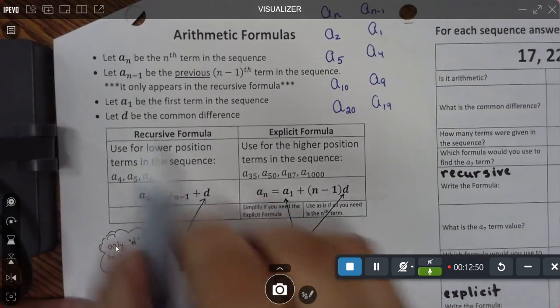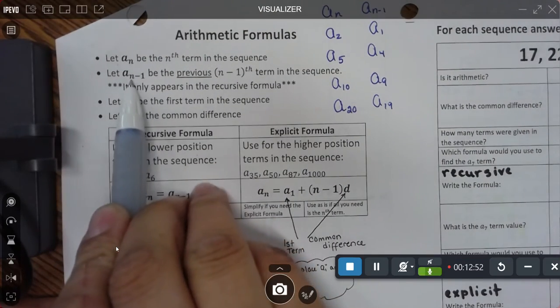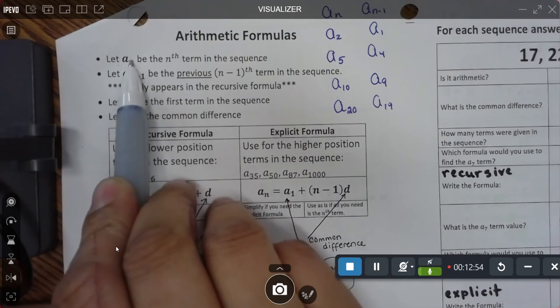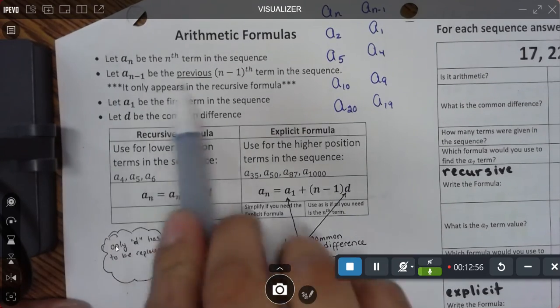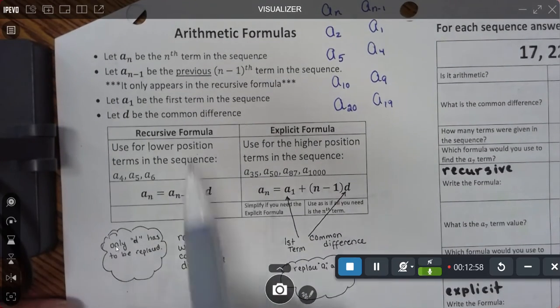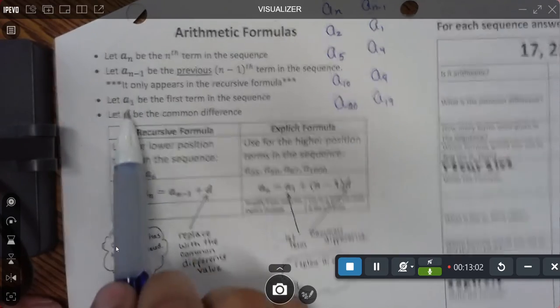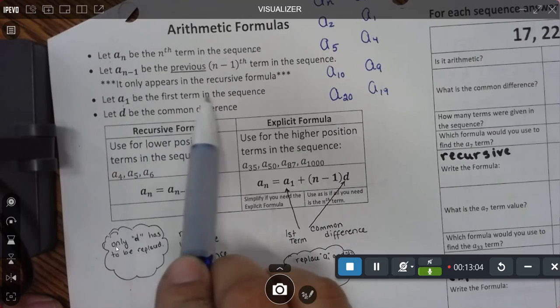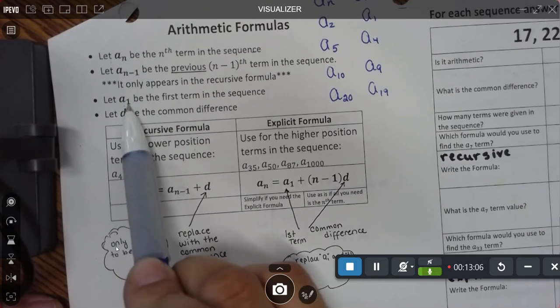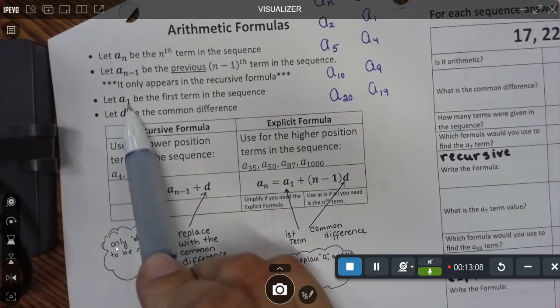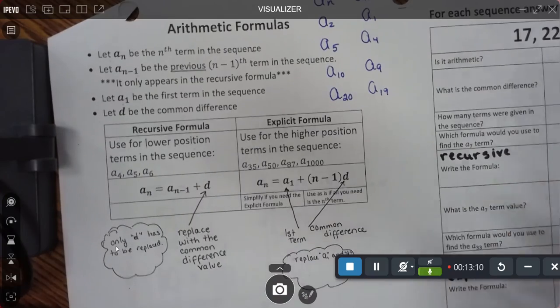All right, so that's all a sub n minus 1 means, the one that comes before the one you're looking for. Okay, so if you can please remember that, then it won't look that scary. It only appears in recursive formulas, correct? A sub 1 will be the first term, because why? Because that's a 1. 1 means it's the first term. And d is our common difference.